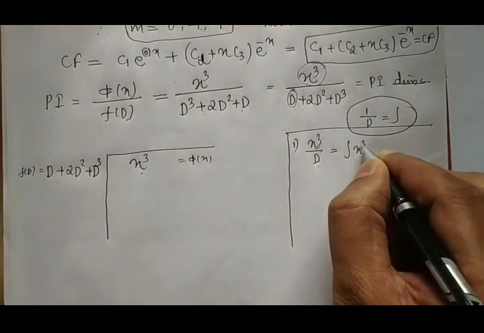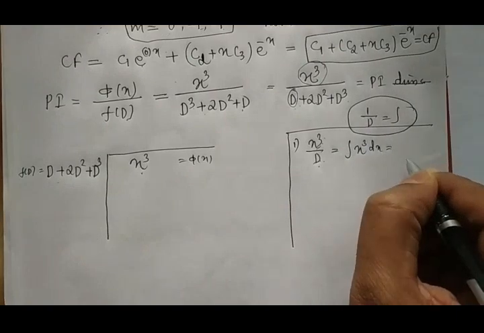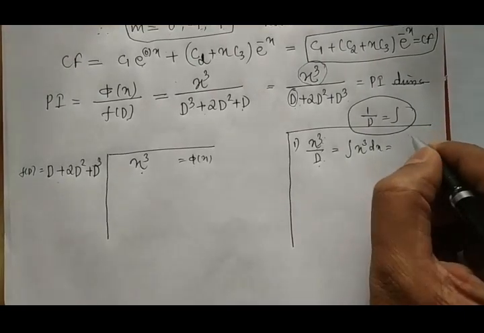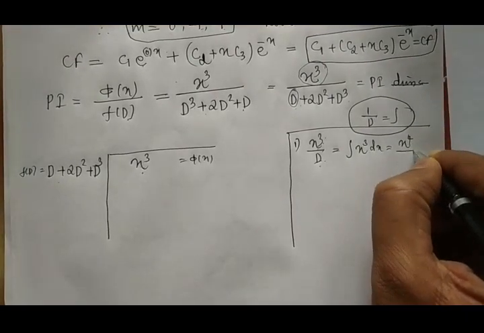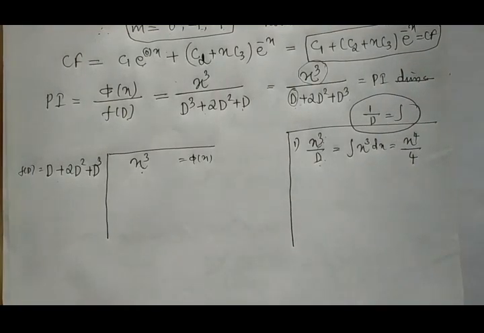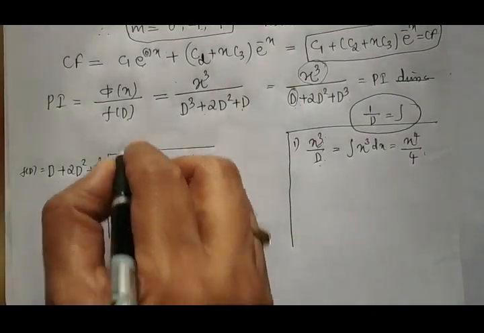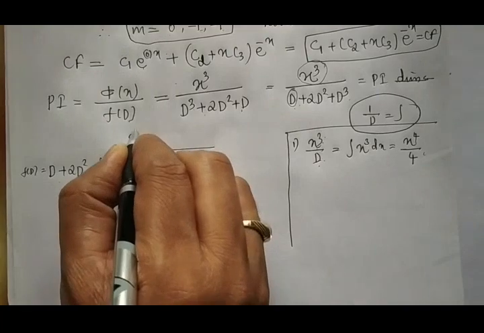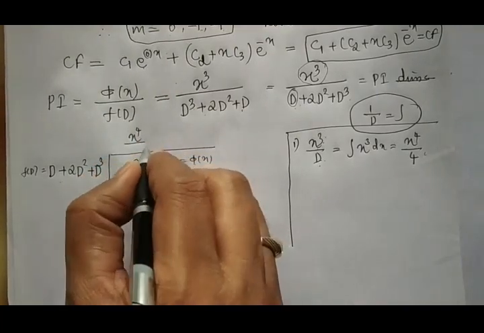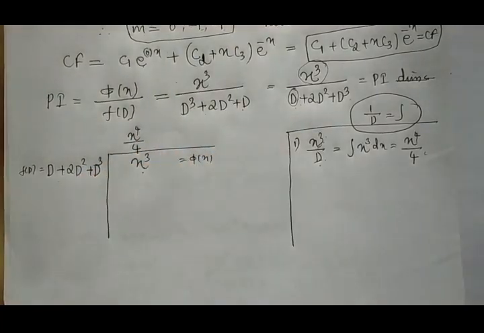Okay, so 1 by D can be written as integration. Now it is integration of x cube with respect to x. What is integration of x cube? X raised to 4 divided by 4. So this has to be written where? In place of a coefficient. Sorry, in place of quotient. That is x raised to 4 divided by 4.